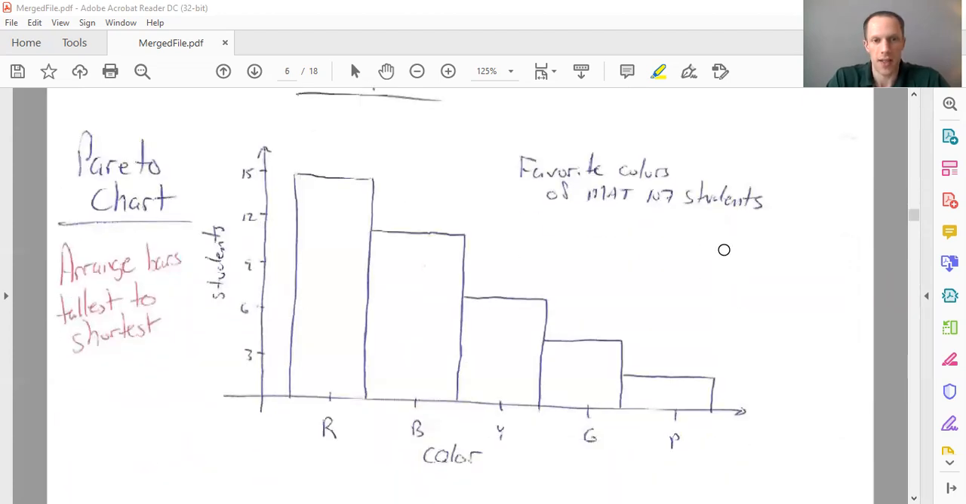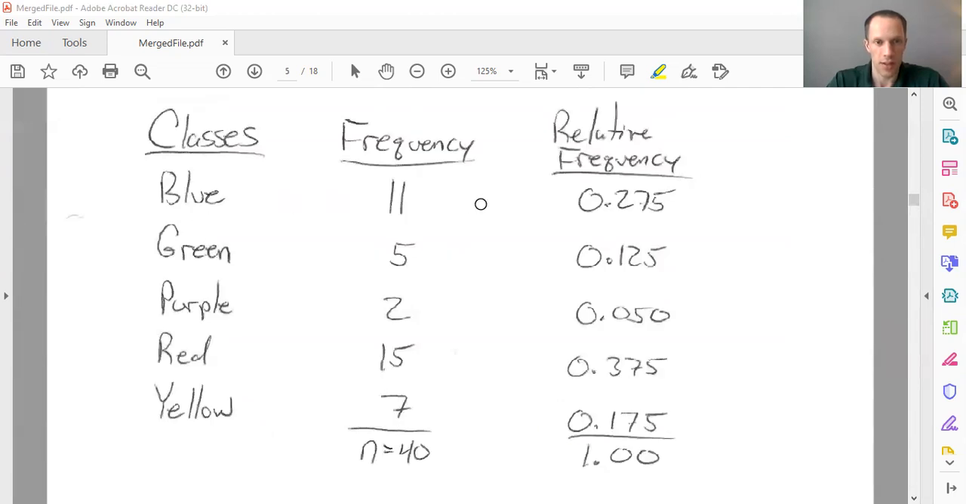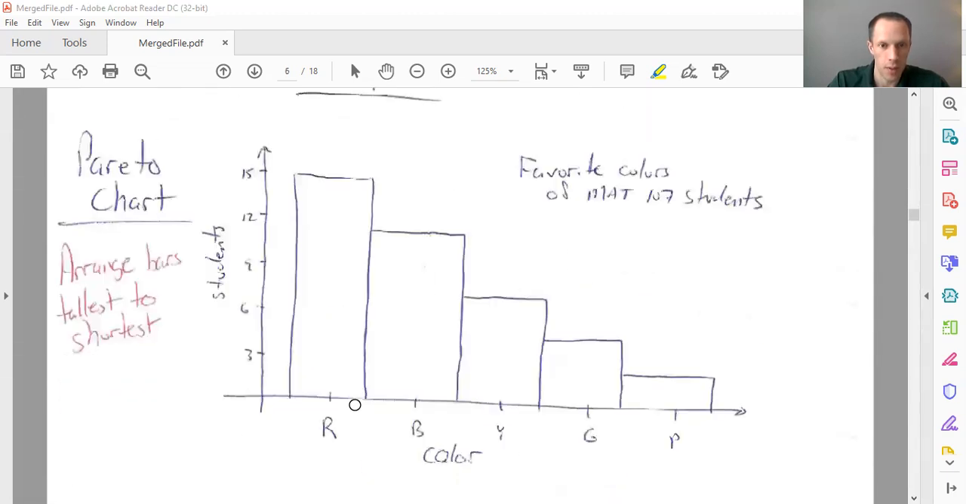A Pareto chart is kind of like a histogram because it's got the bars, but the big difference is you're going to sort this data so that your tallest bar goes first and your smallest bar goes last. So in a Pareto chart, the bars are arranged from tallest to shortest. So even though blue was listed first in my frequency distribution, red had the highest number of responses. So I'm going to put the red bar first, then blue second, yellow third, green, and purple. So red first, blue, yellow, green, then purple.